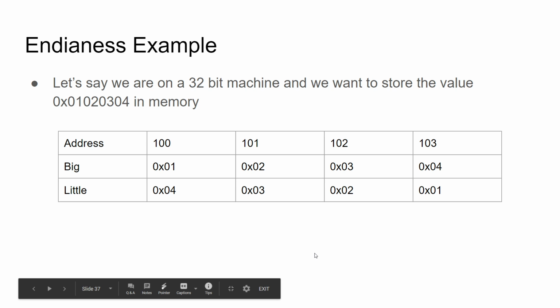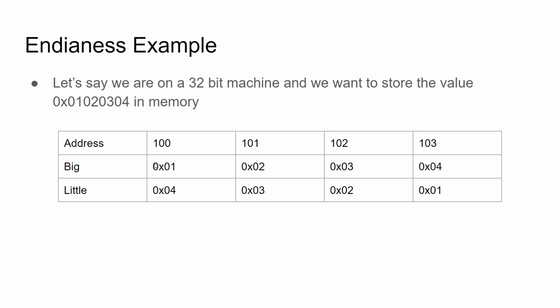If we were working with big endian machines, we would put our most significant byte first into memory. So 01, 02, 03, 04, right? And notice our most significant byte of the word ends up at our lowest address, 100. If we're in little endian, we'll put our least significant byte first into memory, and then the other ones come after it. So our least significant byte is 04. So 04, then 03, then 02, then 01.